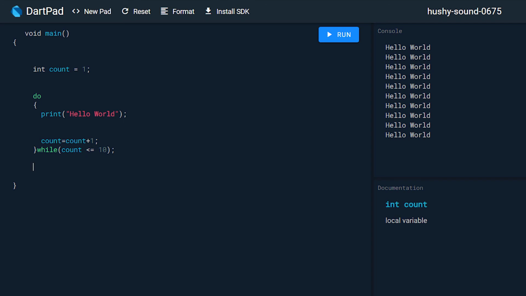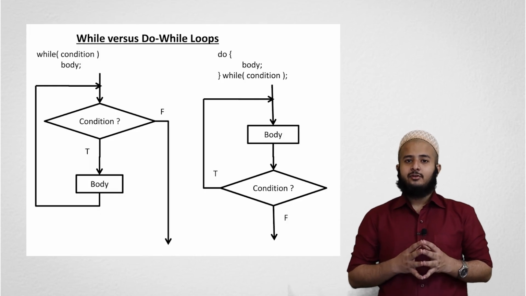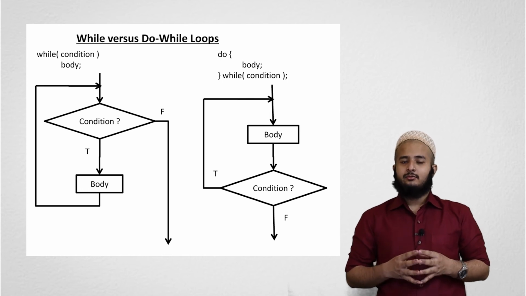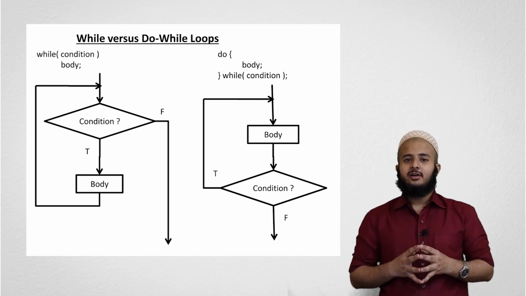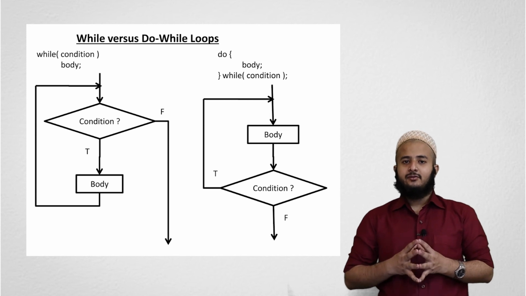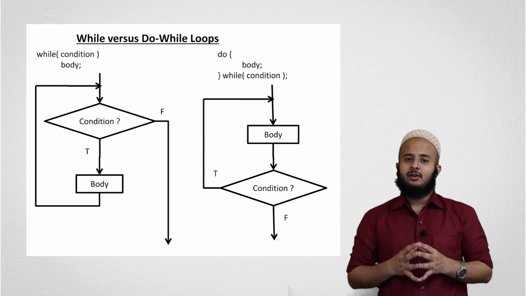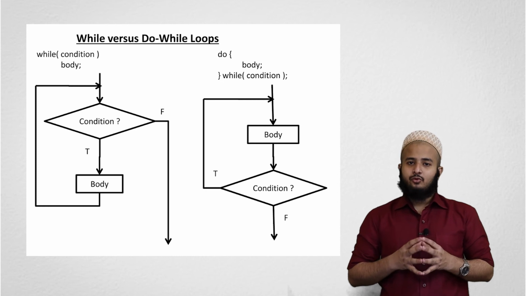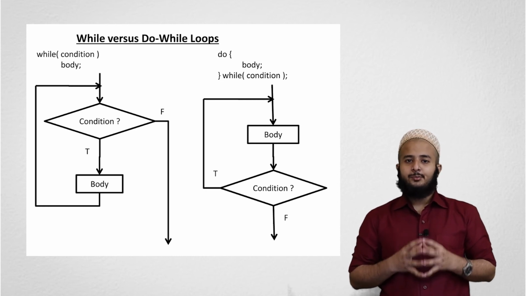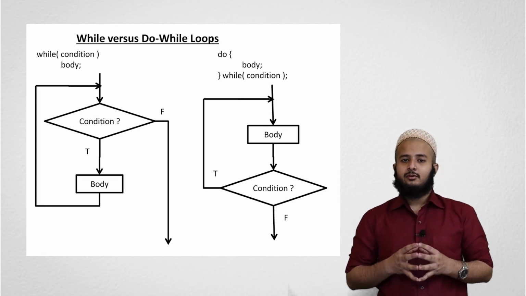Now let's see the difference between the while loop and the do-while loop. So now let's compare the execution of the do-while loop and the while loop. In the do-while loop, first it performs the do block. This do block will not check any condition, and after the do block it checks the condition, and if the condition gives a true result, then it executes the do block again. And in the while loop, first it checks the condition. If the condition gives a true result, then only it performs the code inside the loop block.